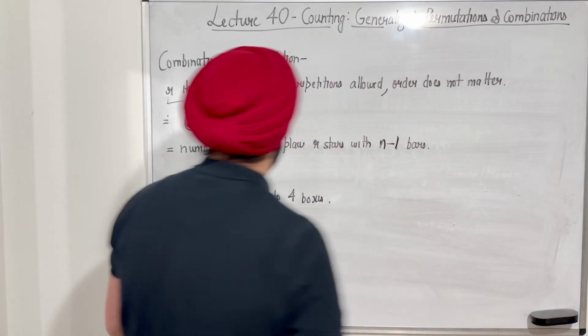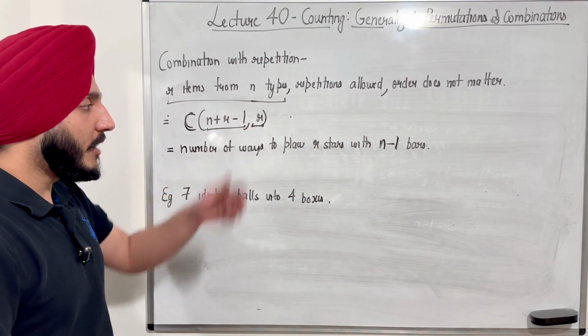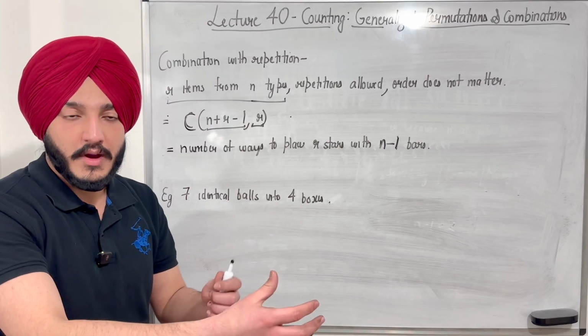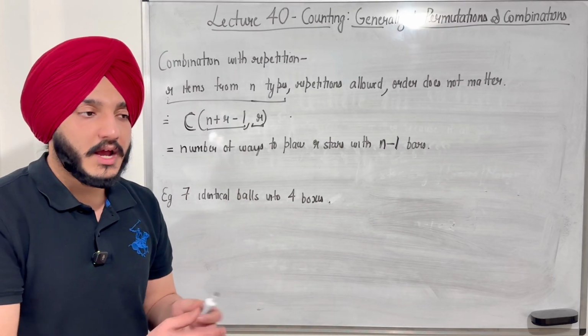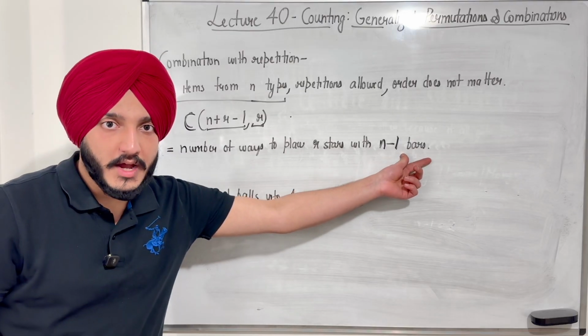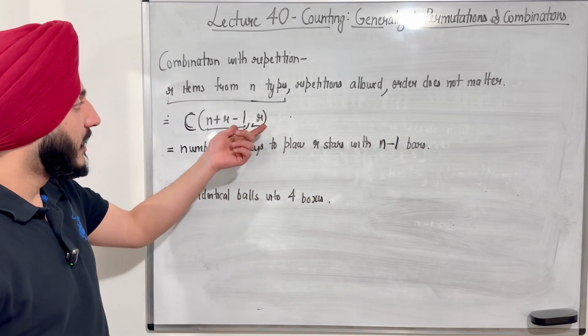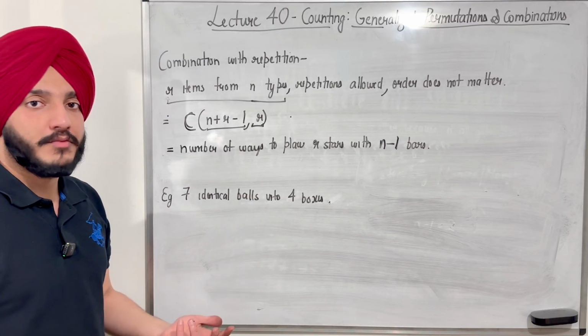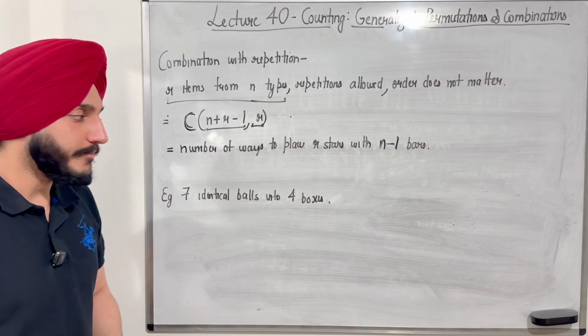And why is the formula C(n plus r minus 1, r)? Because we consider those stars and those bars and we try to figure out how many ways we can arrange these bars, right? And that formula comes down to C(n plus r minus 1, r). Okay, so one final example before I give you guys questions.